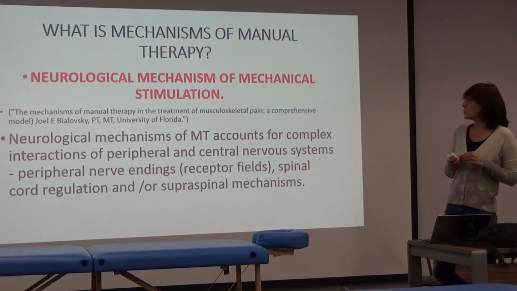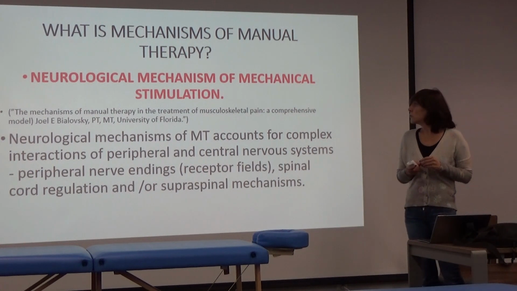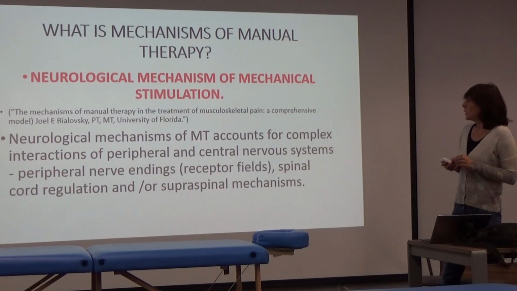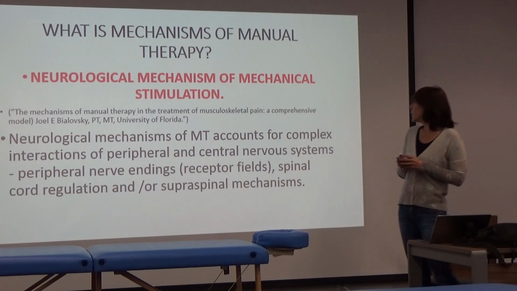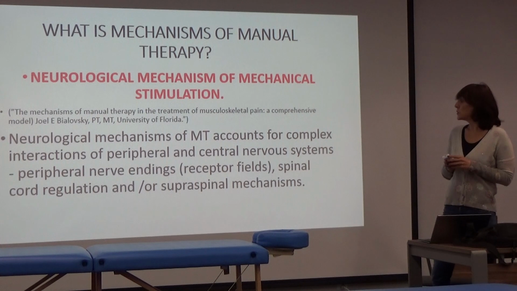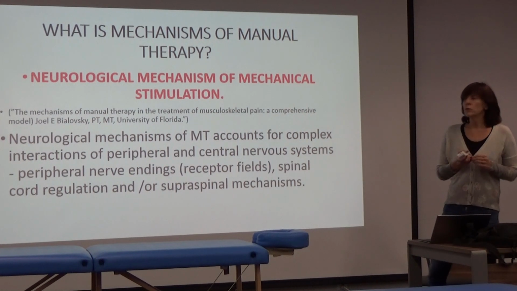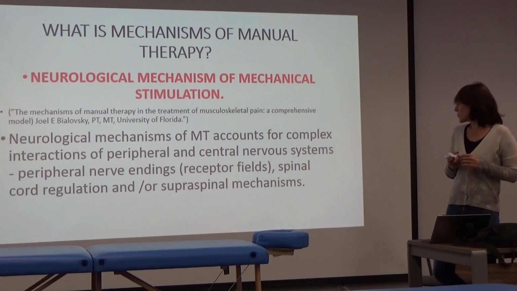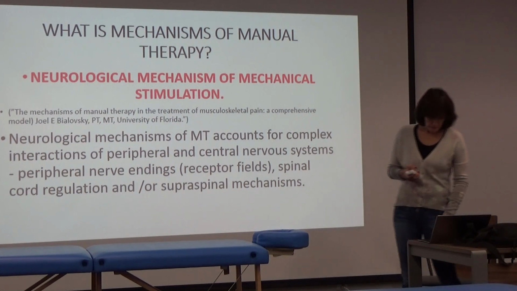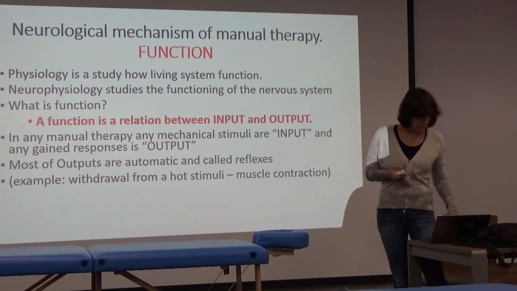Then the most important for us, and that's what PDTR is dealing with and what PDTR is researching, is the neurophysiological mechanism of mechanical stimulation. And again, in the article which was written by a medical doctor at the University of Florida, he says that the neurological mechanism of manual therapy accounts for a complex interaction of peripheral and central nervous systems. And it involves receptors, it involves spinal cord regulation and supraspinal mechanism. What does it all mean?